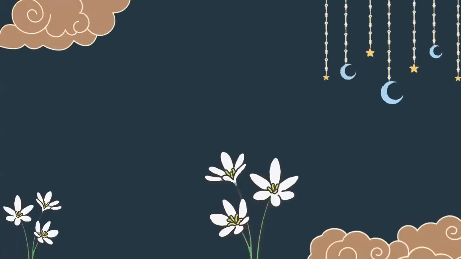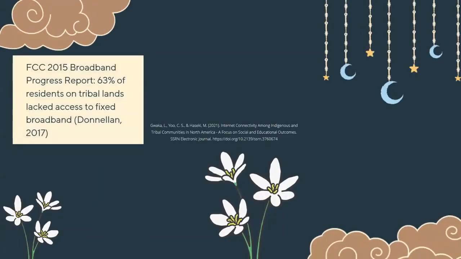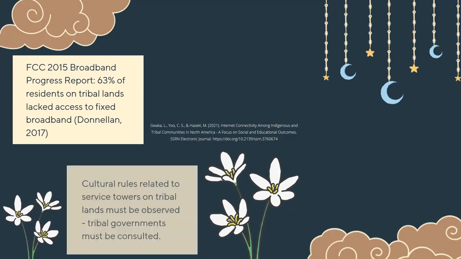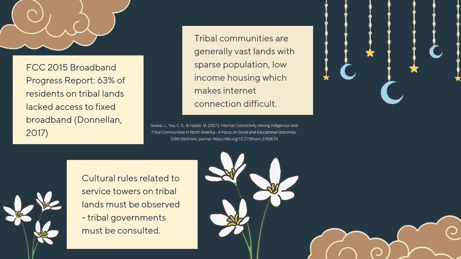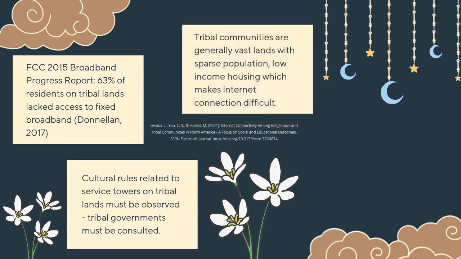A more recent report from the Federal Communications Commission in 2015 reports that 63% of residents on tribal lands lack access to broadband services. Though this number has gone down since the 2010 census findings, it's still extremely high. Cultural rules related to how and when a cell tower can be built on reservation must be observed. Tribal leaders must be included in any plans for or construction of service towers on tribal lands. Reservations tend to be very large pieces of land that are not very populated. The housing on reservations tends to be low income in a lot of cases.